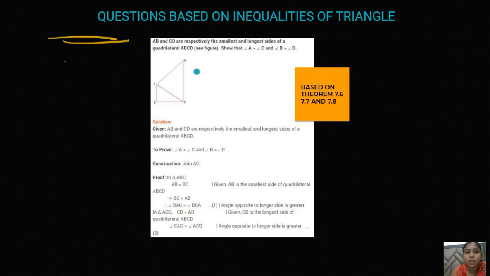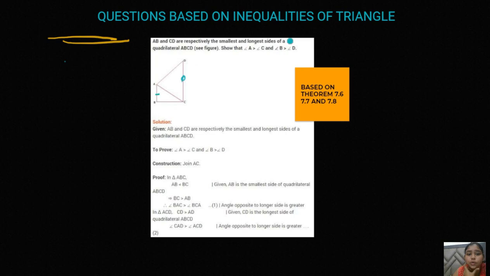So the next question is: AB and CD are respectively the smallest and the longest sides of the quadrilateral ABCD. This one is AB and this one is CD, right? Now show that angle A is greater than angle C and angle B is greater than angle D. So how will we prove this?